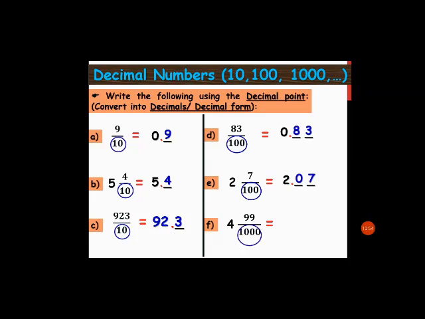Here I have a mixed number also. So put the 4 and leave 3 spaces because I have 3 zeros in the denominator, and then put the 99 in the first and second spaces from the right, and then in the empty spaces I will put 0.